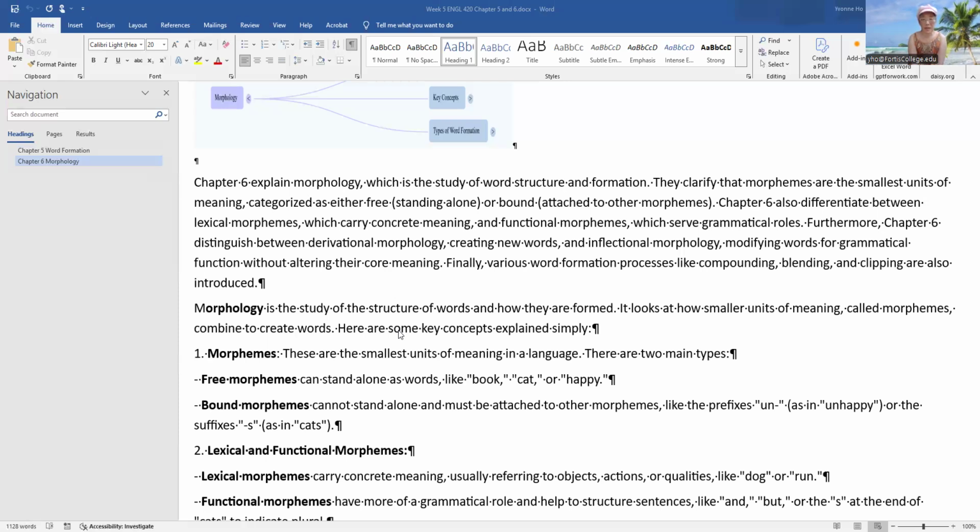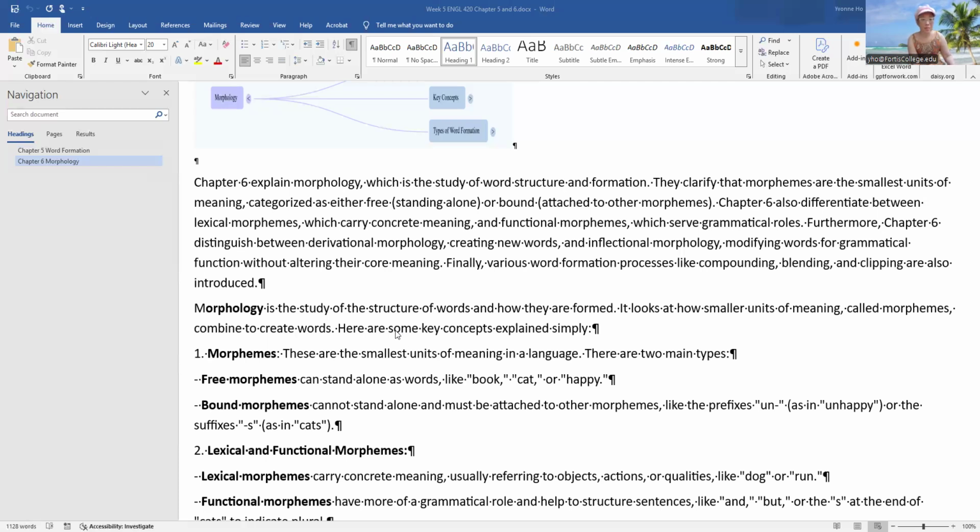Free morphemes can stand alone as words, like book, cat, or happy. Bound morphemes cannot stand alone and must be attached to other morphemes, like the prefix un, as in unhappy, or the suffix s, as in cats. And so the s in cats is a suffix, whereas the un in unhappy is a prefix.